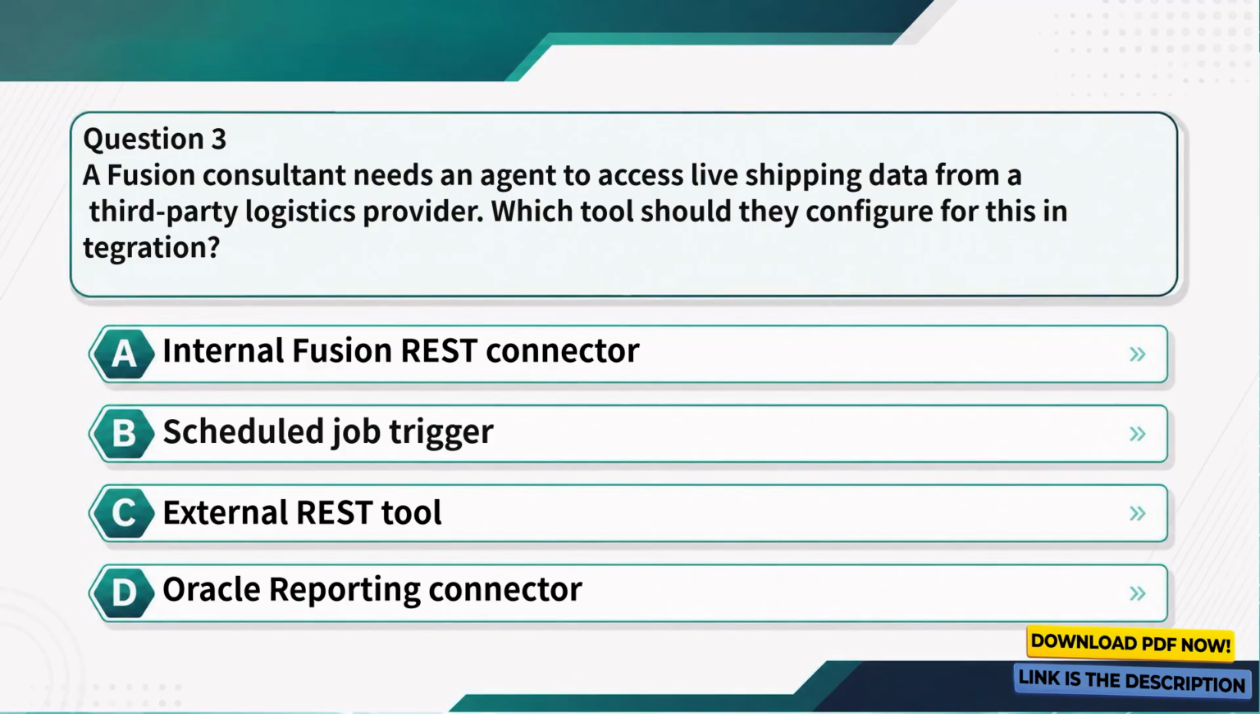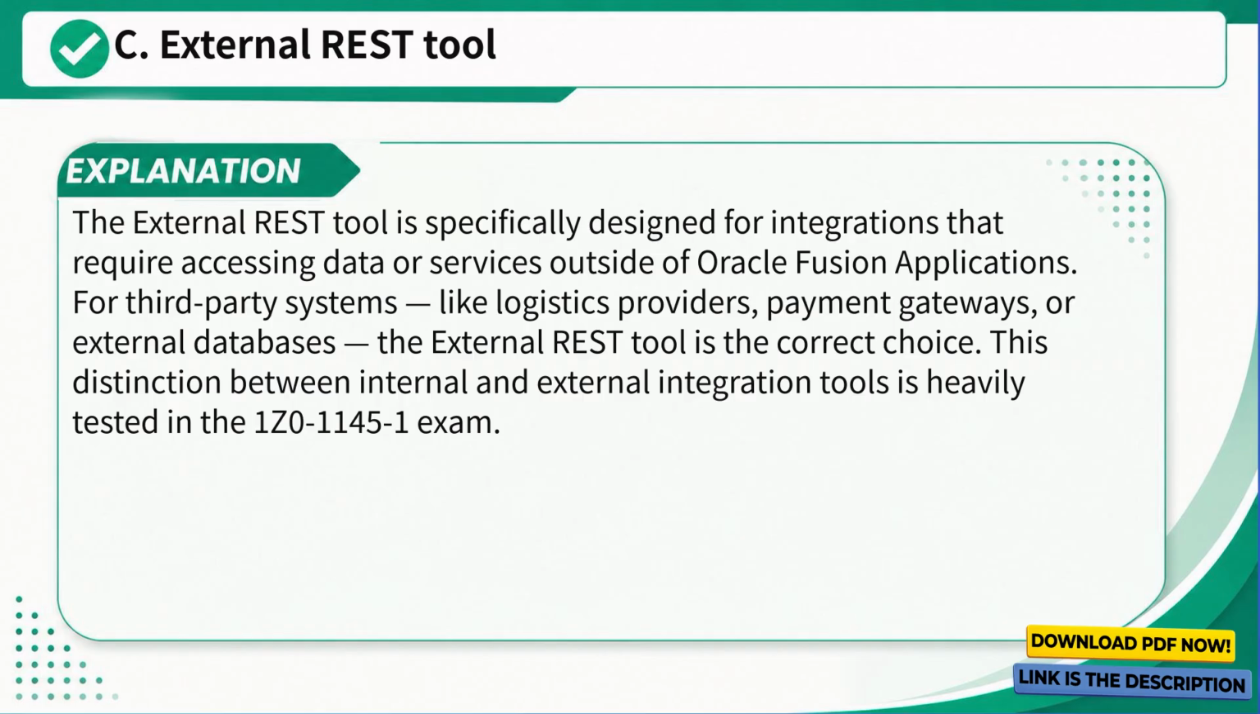Question 3. A Fusion consultant needs an agent to access live shipping data from a third-party logistics provider. Which tool should they configure for this integration? A. Internal Fusion REST connector. B. Scheduled job trigger. C. External REST tool. D. Oracle reporting connector. Correct answer. C. External REST tool.